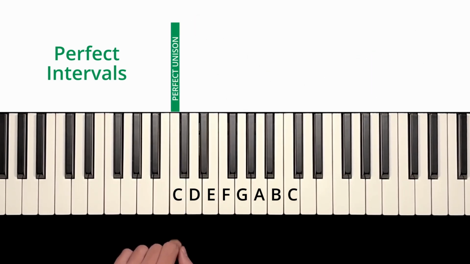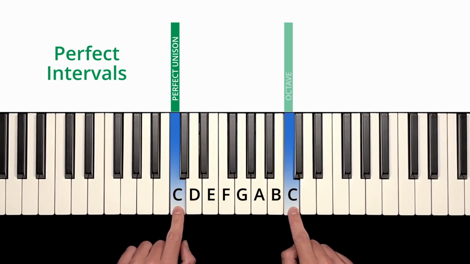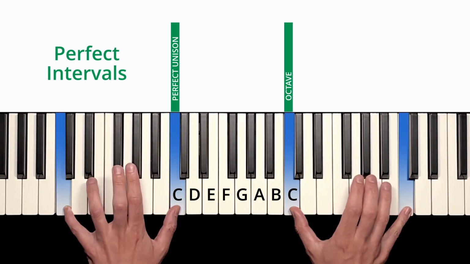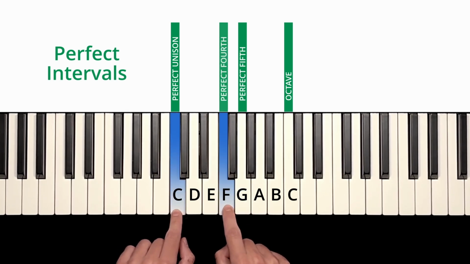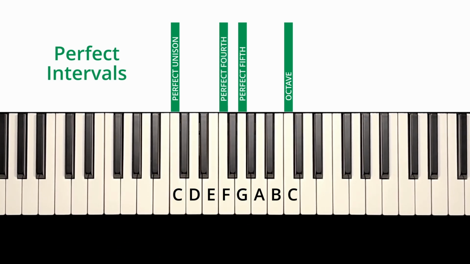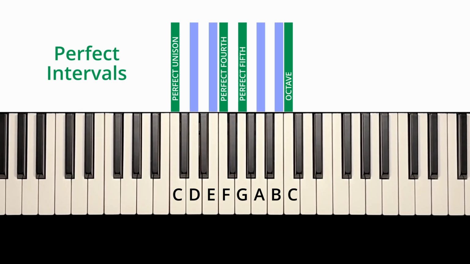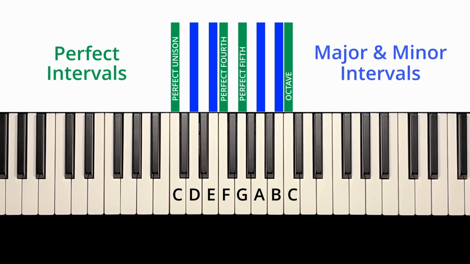The second most consonant interval is the octave, which we also perceive as the same note, just at a different pitch. After that, we have the perfect fifth and the perfect fourth. The fourth and the fifth play a very important role in music theory, as we will see in later chapters. The remaining 4 notes of our scale are considered less consonant, so they are not perfect intervals. Instead, each one of them exists in 2 different sizes, called major and minor. Our C major scale happens to contain the major versions of these intervals.